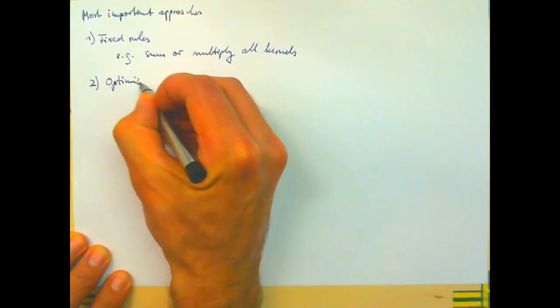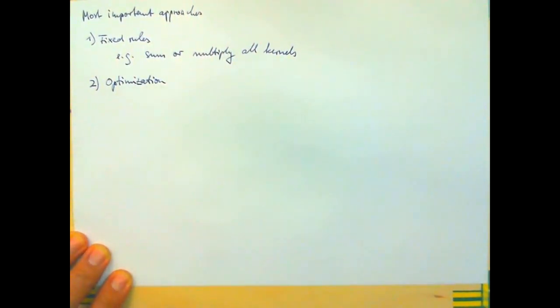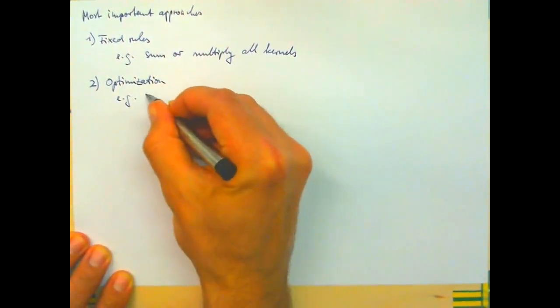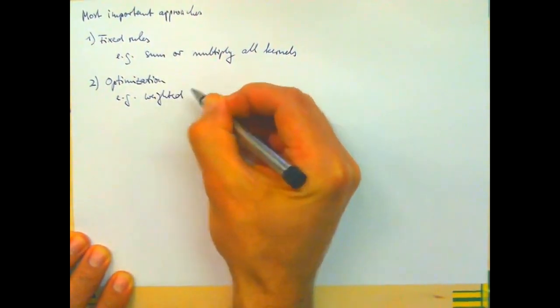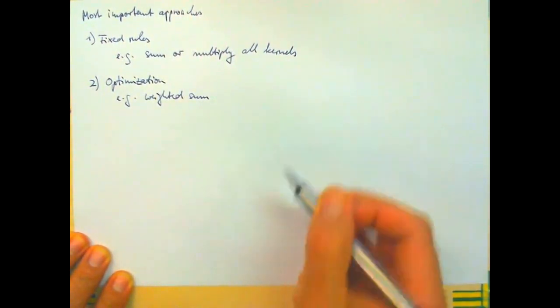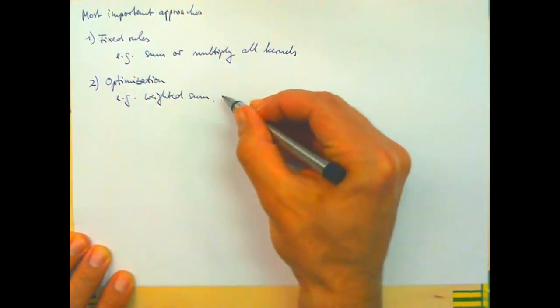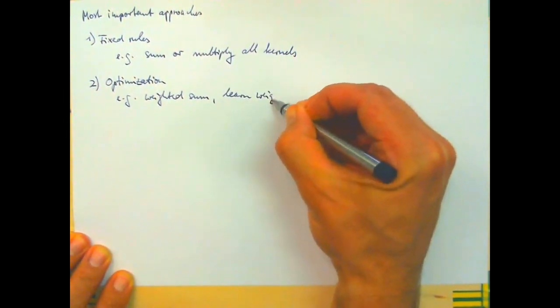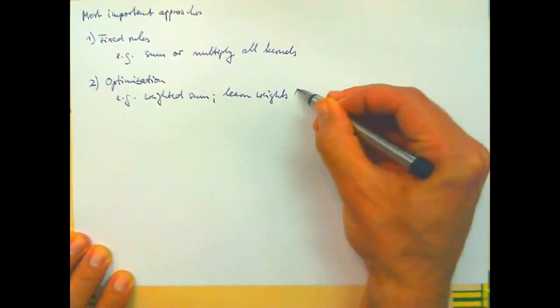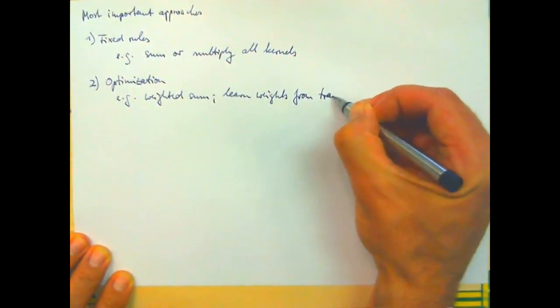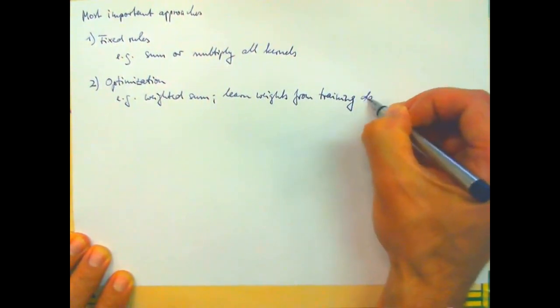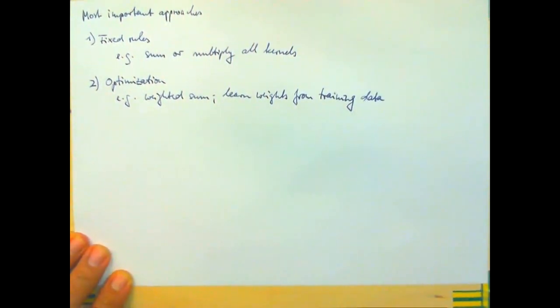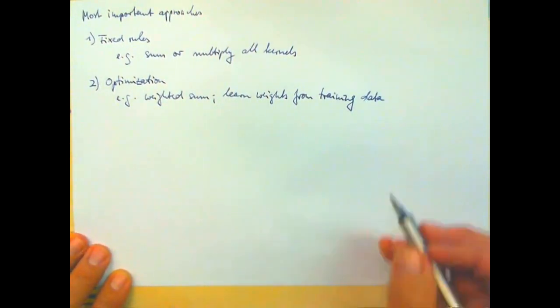Then there is an optimization-based approach where you take, for example, a weighted sum rather than a plain sum, so a weighted sum of kernels, and then you learn the parameters. So in this case, you learn the weights from your training data. Well, this makes for nice optimization problems, but they're harder, or even harder than the normal SVM.